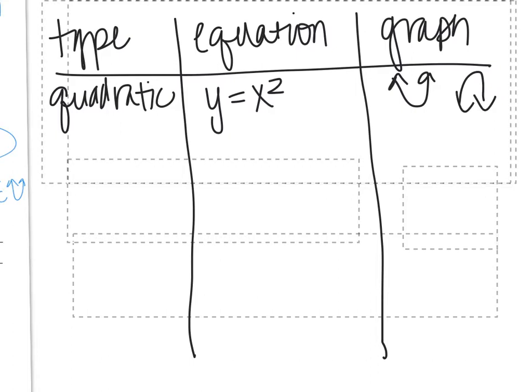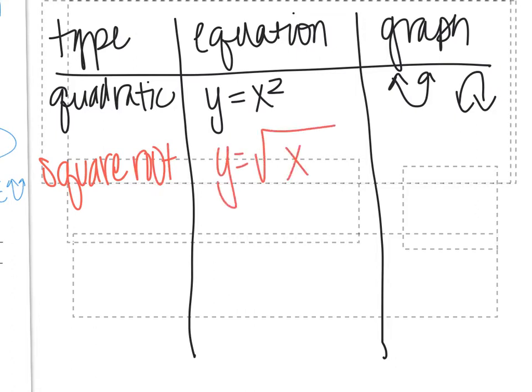The next type that we could see is a square root. And its equation is going to have y equals the square root of x. It's going to have an x in there. And its graph actually looks kind of like a square root symbol. It's going to be like half a parabola on its side, but it curves off to the side.